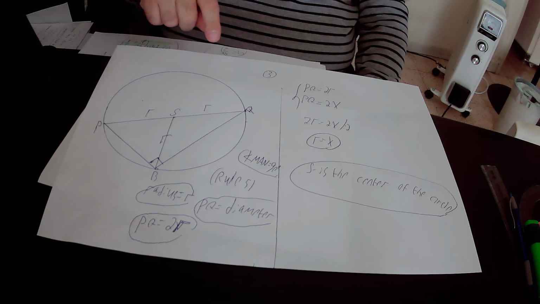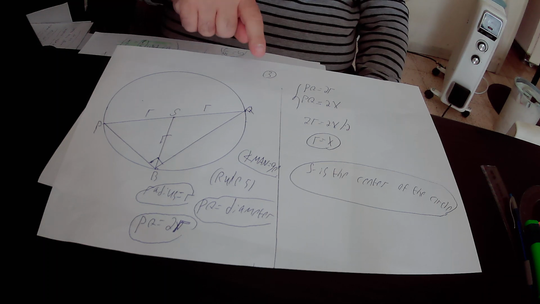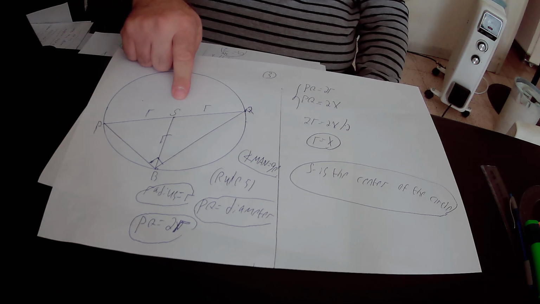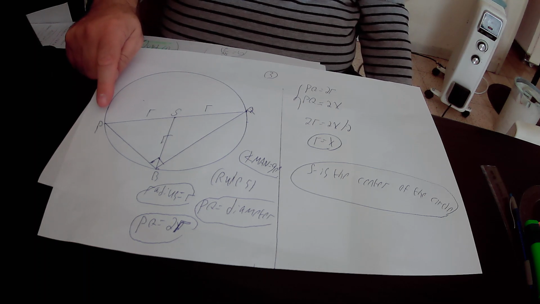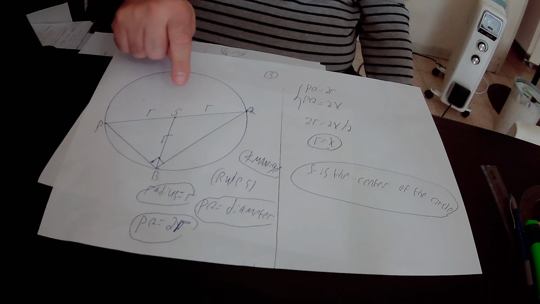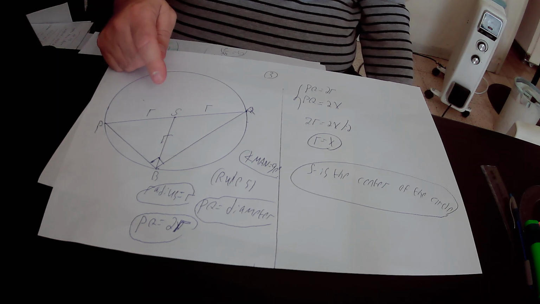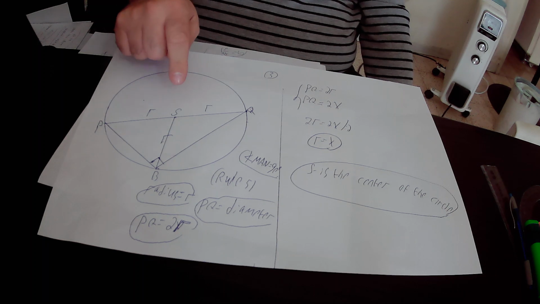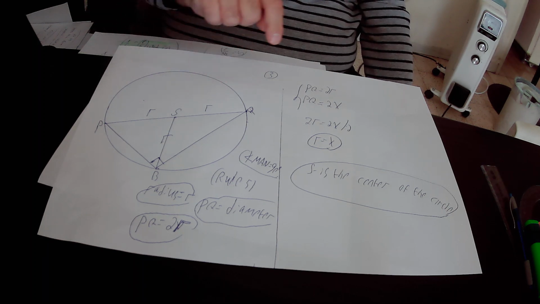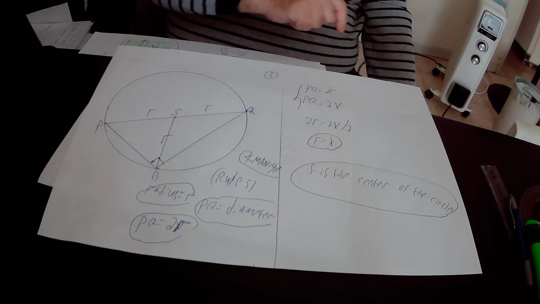So QS is the radius of this circle. It starts from point Q and ends at point S. PS is also the radius of this circle that starts from point P and ends at point S. That is to say, at point S, the two radii touch each other, and therefore point S is the center of this circle.